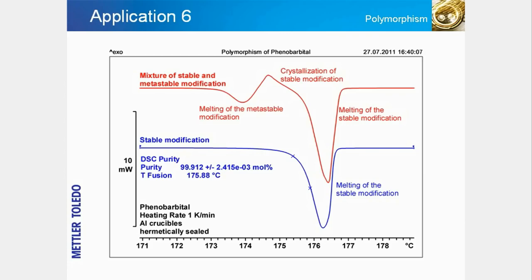The melt then crystallizes to the stable modification and afterwards melts at a higher temperature. Knowledge of the particular crystalline form present is very important for assessing the physical stability and bioavailability of active pharmaceutical ingredients. The percentage purity of a substance can be determined by evaluating the melting curve using a method based on the Van 't Hoff equation. In this example, this is shown by the blue curve for the stable form of phenobarbital.